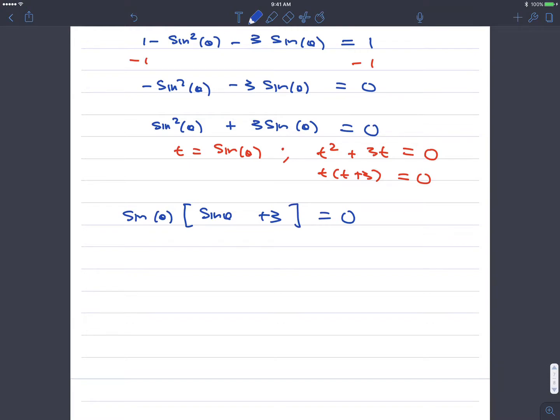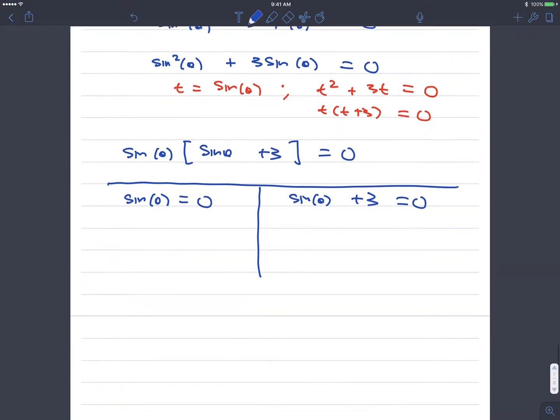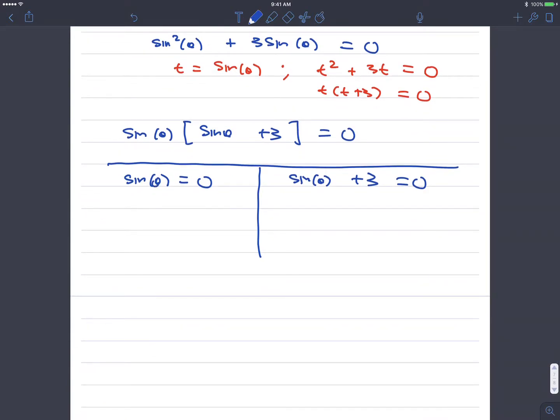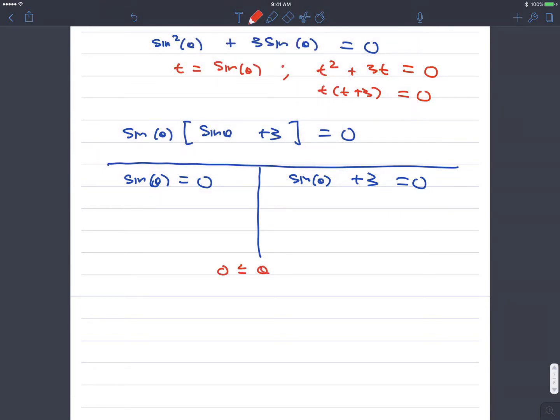So I'll do that. Now this puts me in that position again where I have two solutions, using my zero product rule from beginning algebra. Sine theta is 0, and sine theta plus 3 is 0. Okay, you guys with me on this? Well, I got news for you. I know when sine theta is 0, and if I consider again my restricted domain, sine theta is 0 when theta is what values? 0 and one more.